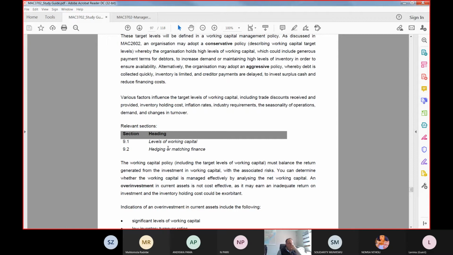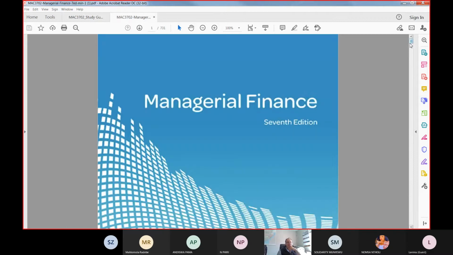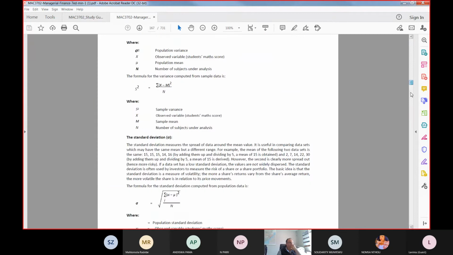Levels of working capital. Now here we're going to the textbook on 9.1, so can we please go to 9.1 of your textbook, please.